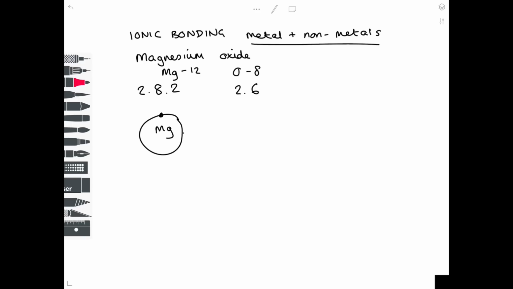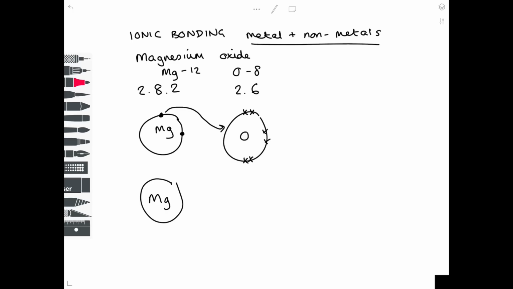So there's magnesium's 2 electrons on the outer shell. Here's oxygen's. Make sure you use crosses and dots to distinguish between the 2 atoms. There's 6, so we can clearly see where those 2 electrons will be deposited, and now we can actually draw the answer.